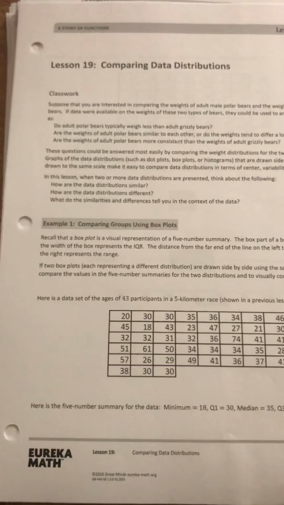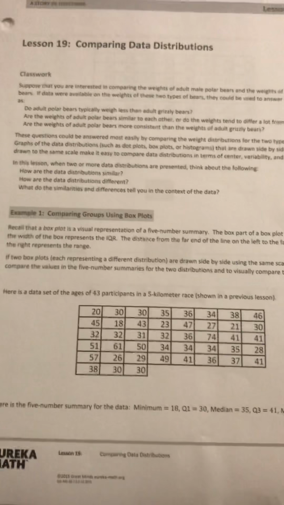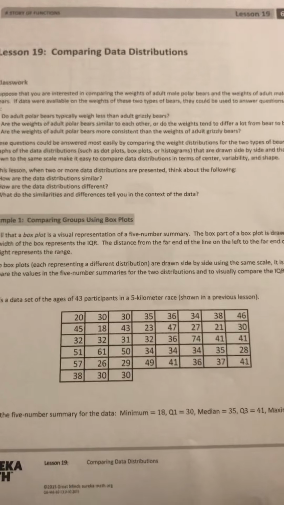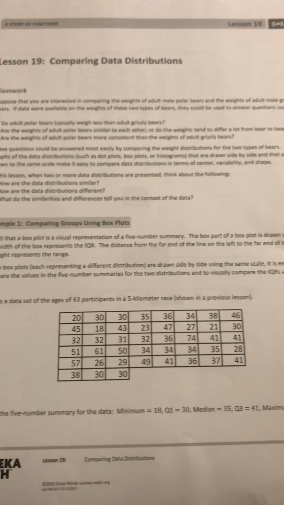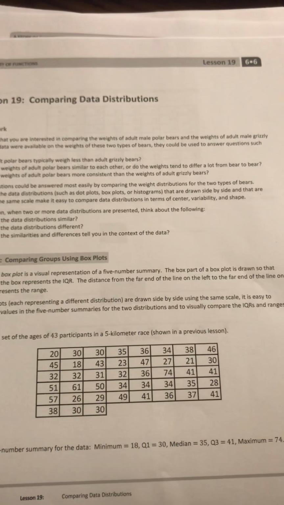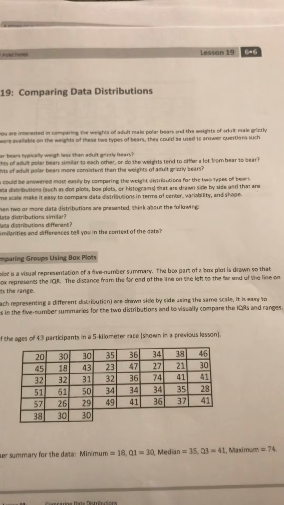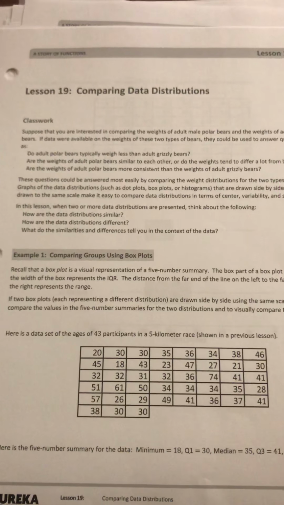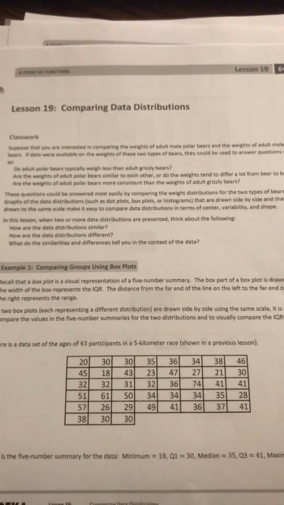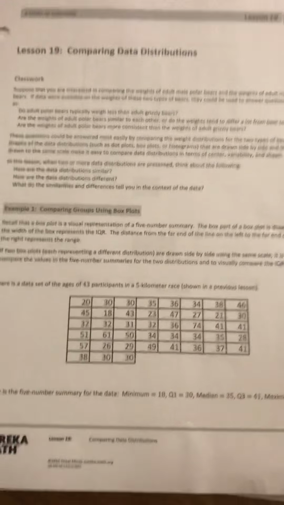Looking at example number 1, comparing groups using box plots. It says, recall that a box plot is a visual representation of the 5-number summary. The 5-number summary, remember, is the minimum, the maximum, the median, Q1, Q2, and Q3. Remember, median is also Q2, so I think I just said that twice. And the box part of the box plot is drawn to represent the IQR, and then the 2 whiskers on the outside represent your range, or your minimum on the left and then your maximum on the right.